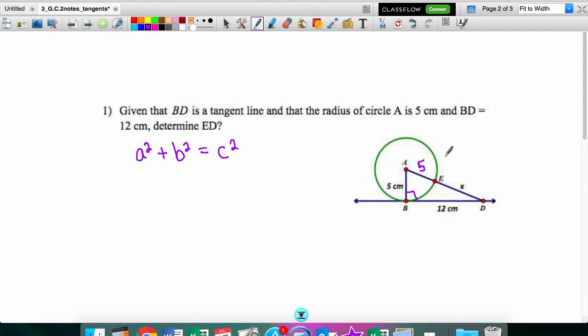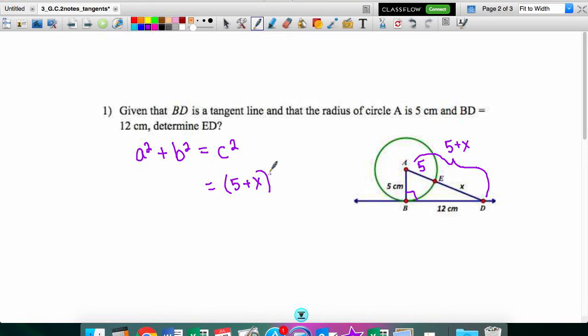So let's fill that one out first. That would be the side across from the right angle. So the side across from the right angle would actually be AD. So what's the length of AD? It's not 5, it's not x, it's actually those two segments together. So since it's those two segments together, that whole distance will actually be 5 plus x. And that's actually going to go in for C.